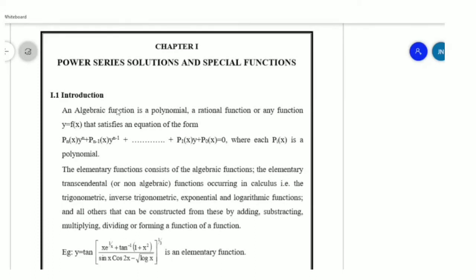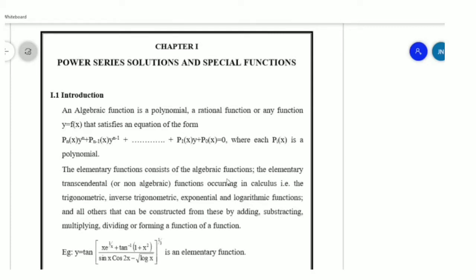So we are going to start our topic ordinary differential equations and calculus of variations. From that one, the first module contains power series solution of ordinary differential equations. So let us start with what is an elementary function. An elementary function is a function which contains a single variable.